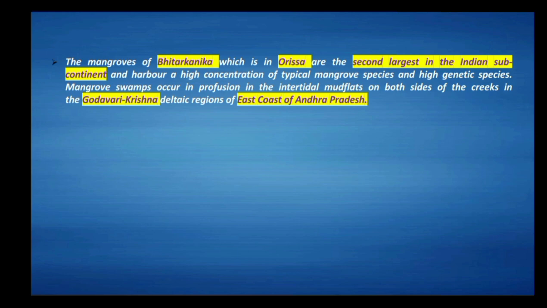The mangroves of Bhitarkanika, which is located in Orissa, are the second largest in the Indian subcontinent and harbor a high concentration of typical mangrove species and high genetic diversity. Mangrove swamps occur in profusion in the intertidal mudflats on both sides of the creek in the Godavari Krishna deltaic region that is located on the east coast of Andhra Pradesh.